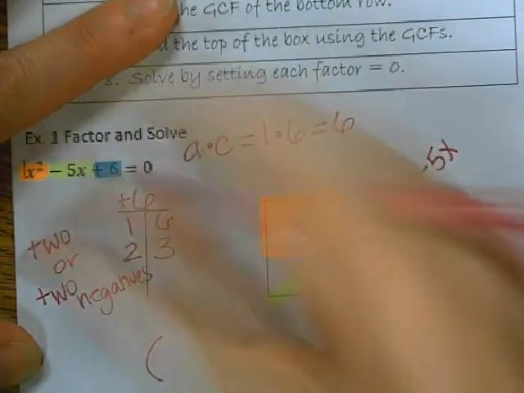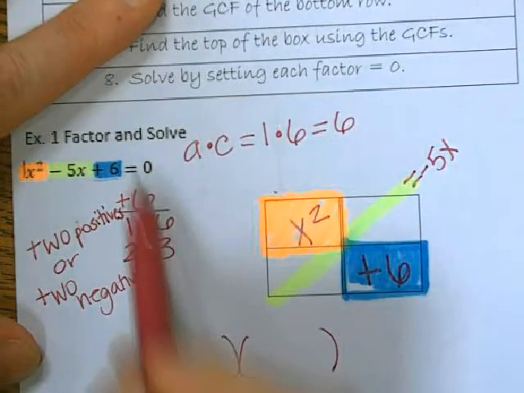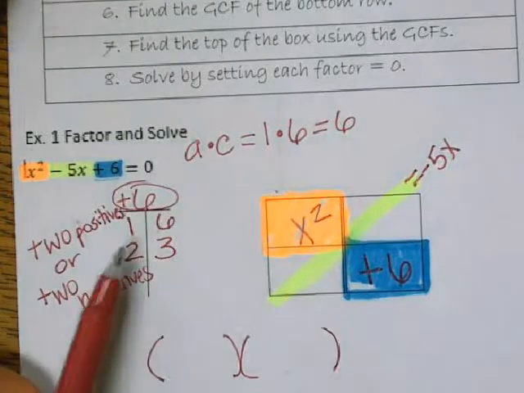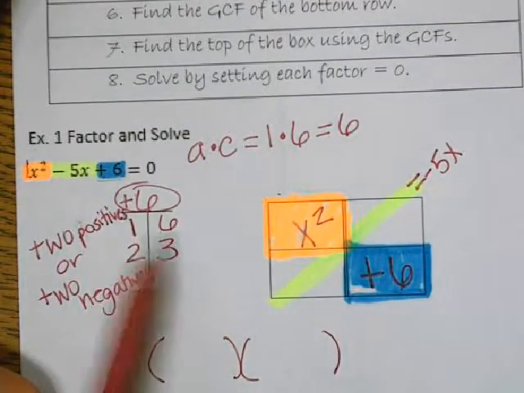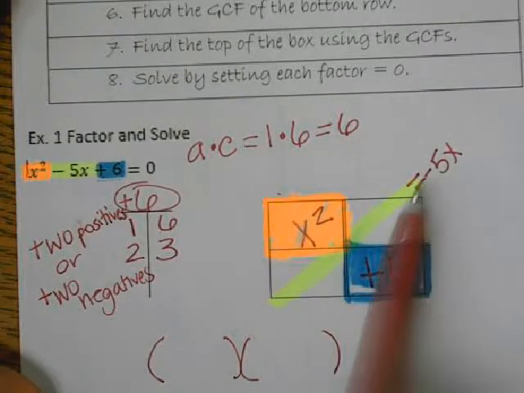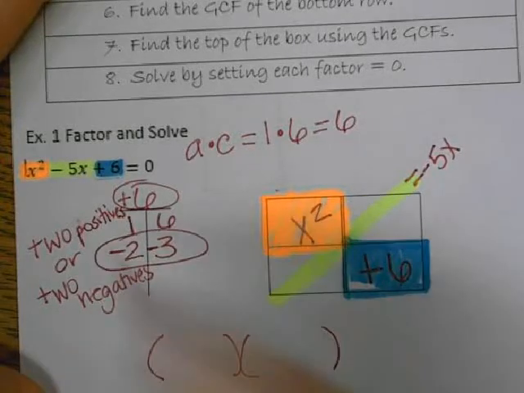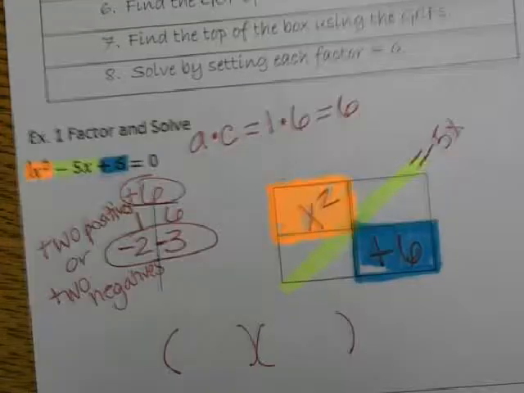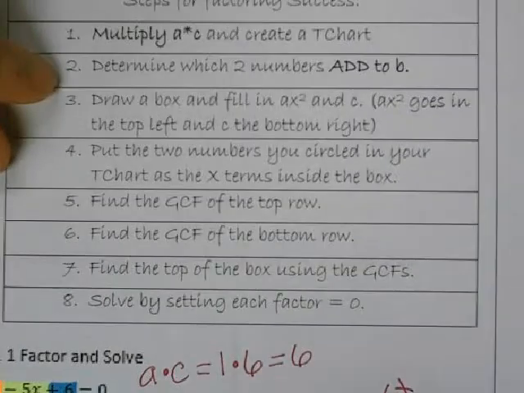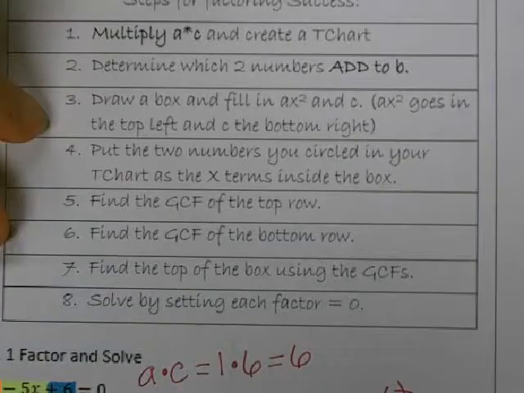Let's say instead of the plus sign, let's say positive. So if it's positive up here at the top, your answers down here could either be positive 1, positive 6, or it could be negative 1, negative 6. So to get my negative 5, I'm going to say negative 2 plus negative 3, and those together make negative 5. Okay, so that was step 2, which 2 numbers add to the b term, the yellow term.